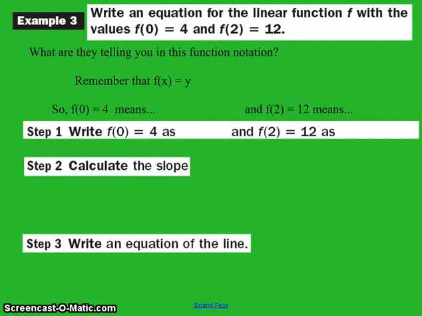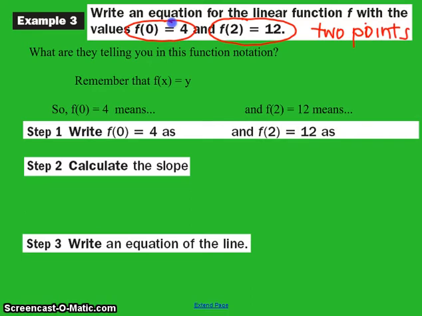In part of your homework, you will also see functions where it says write an equation for the linear function F with the values f of 0 equals 4 and f of 2 equals 12. They've actually given you two ordered pairs or 2 points.